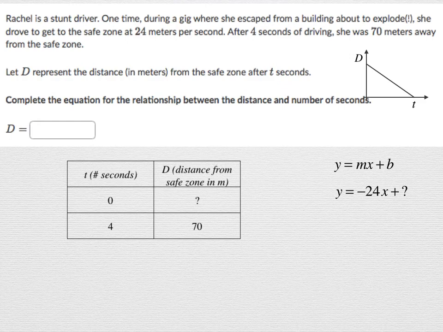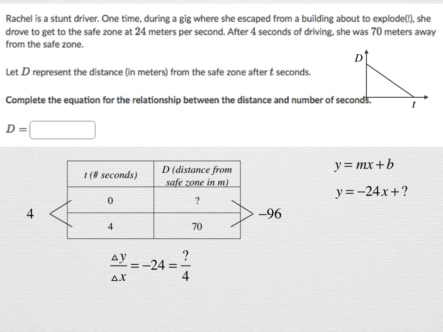So let's look at the table. The change in x is clear, it's 4. I don't have my change in y, but I do know that my change in y over change in x is negative 24. So negative 24 equals some number divided by 4. Negative 24 equals what number divided by 4? So I'll just multiply negative 24 times 4 to get negative 96.